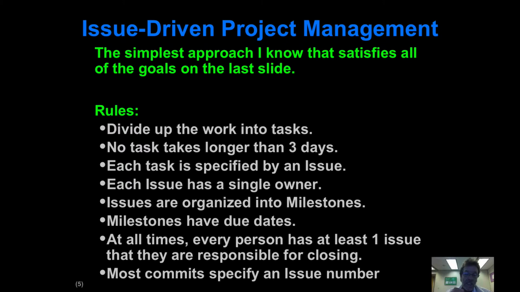You document each task by creating an issue in GitHub. Every issue has a single owner. That means there's one person who has primary responsibility for making sure that task is completed. Even if multiple people work on it, there's one person who owns it.